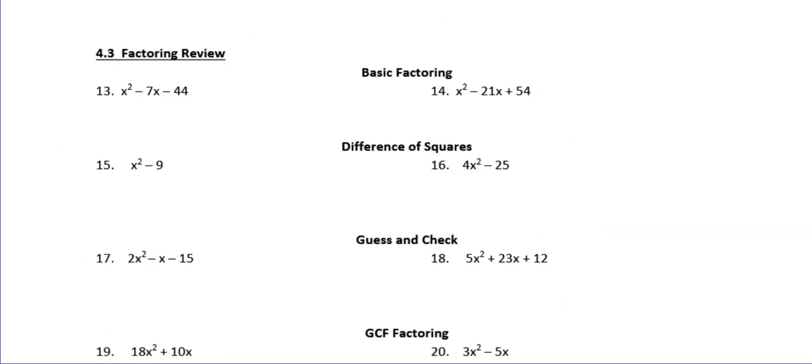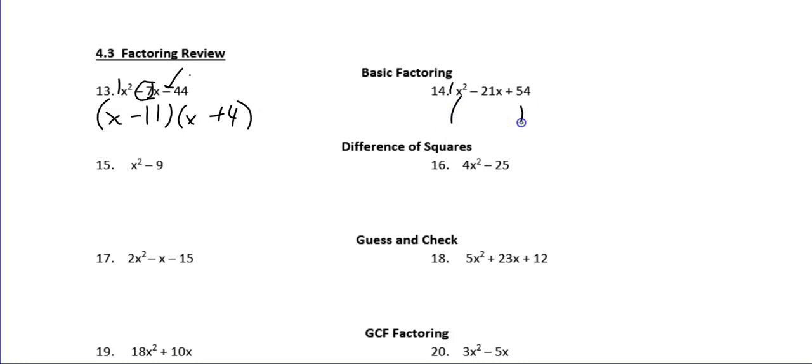All right, factoring review. These first few are very basic factoring, okay? Whenever we have a 1 here, it makes it pretty easy for guessing and checking. Not too much work to do. So we're looking for two numbers that multiply to give me 44 that differ by 7. So that's going to be 11 and 4. 11 times 4 is 44, and 11 minus 4 is positive 7, and 4 minus 11 is negative 7. Since I have more negatives left over, my bigger number has to be negative.